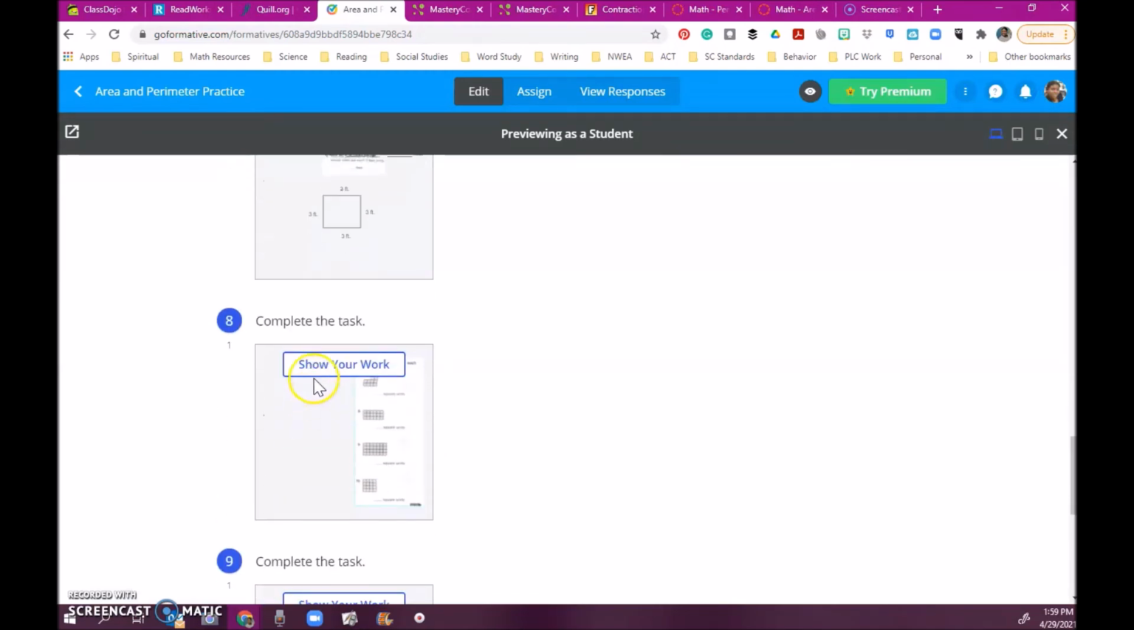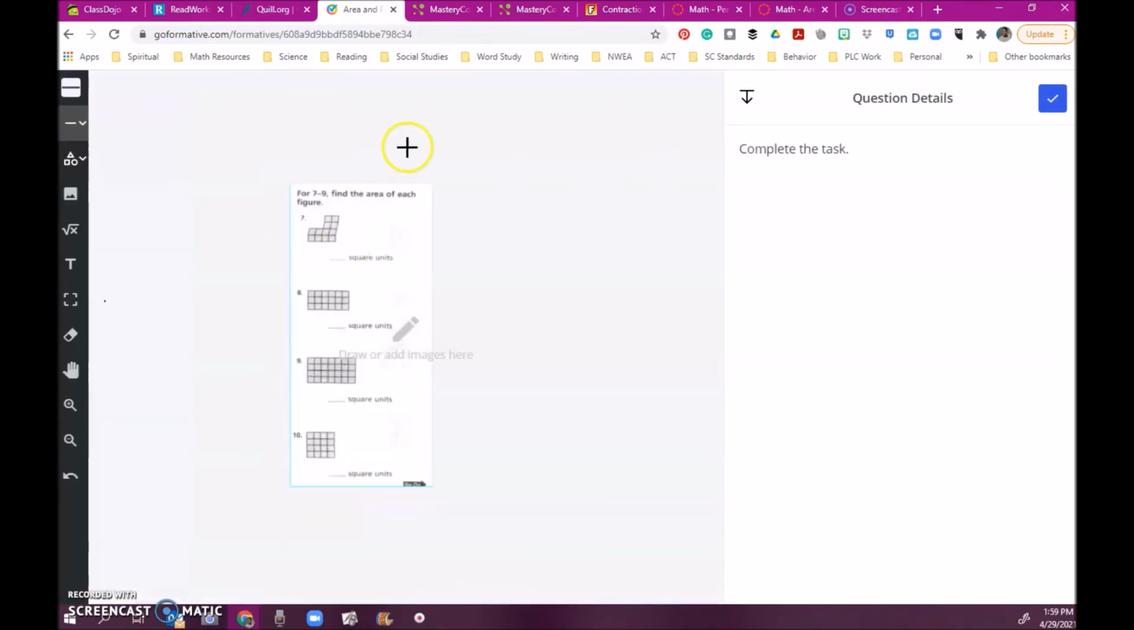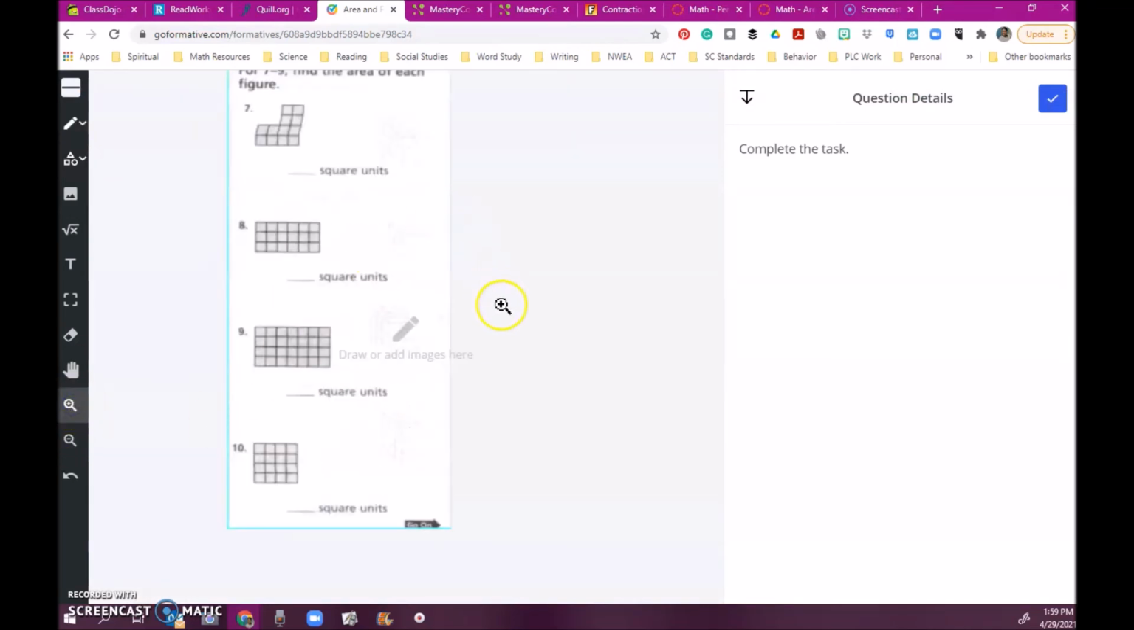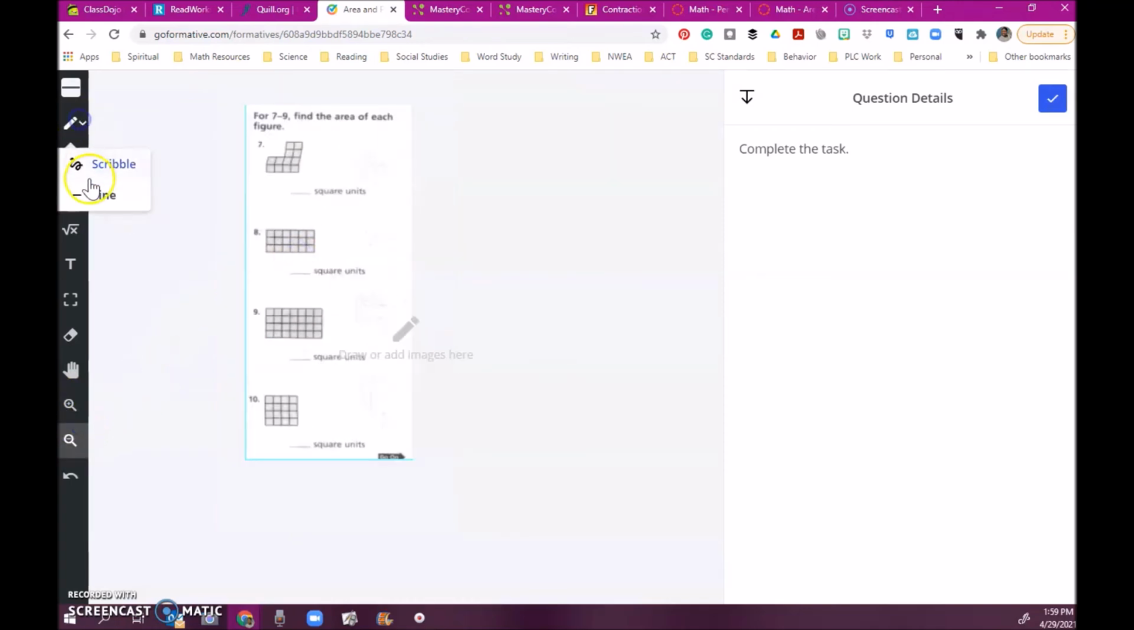So number 8, I'm going to open up number 8. Again, if it's kind of small, get your zoom in glass and you can zoom in a little bit. And when I go and look at the directions, it says up here that I have to find the area of each figure. Now we know area has a formula, but we also know when area has squares, simply count the squares, guys. So they give you the squares, you can count them. So there's 2 here, 4, 6, 8, 10, 12. The area of this is 12 square units.